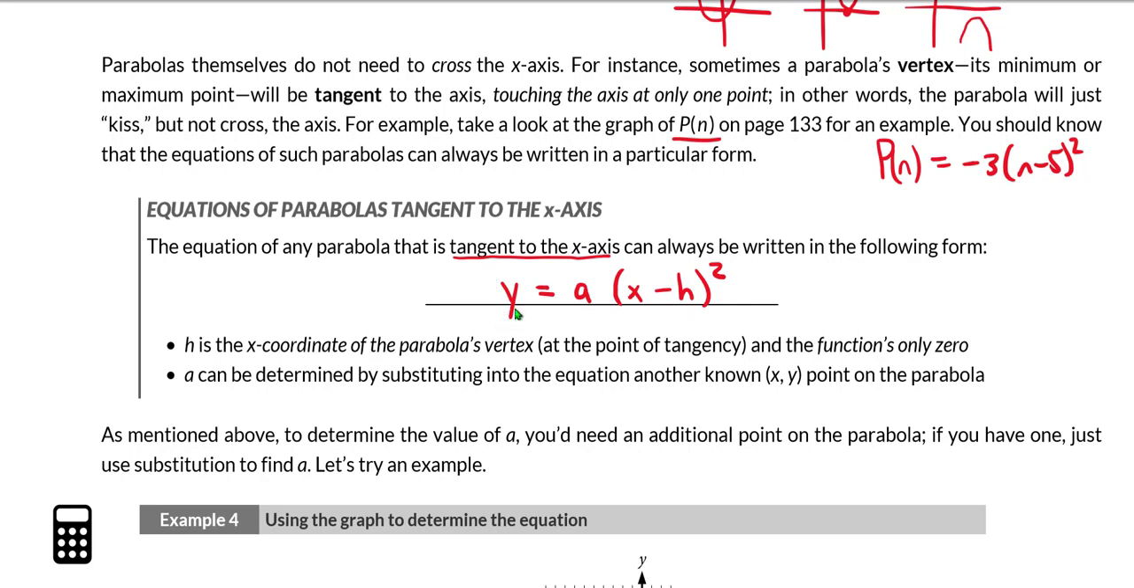And a couple of important things here. Obviously, the x and the y are just our regular old x and y. The h, the thing that's in this position, is the x coordinate of the vertex. In other words, it is the x value at the point of tangency. So we can see that in this case, we've got n minus 5. That's like x minus h. So we should be able to see that the 5 would be in the h position. So 5 is h.